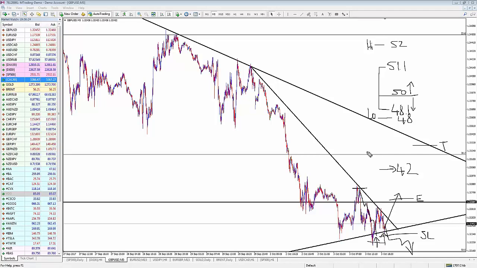Macroeconomic data has a significant impact on the markets. Just to give you an idea of why it has an impact on the markets, the first key point I want to mention is that the market is a discounting mechanism.